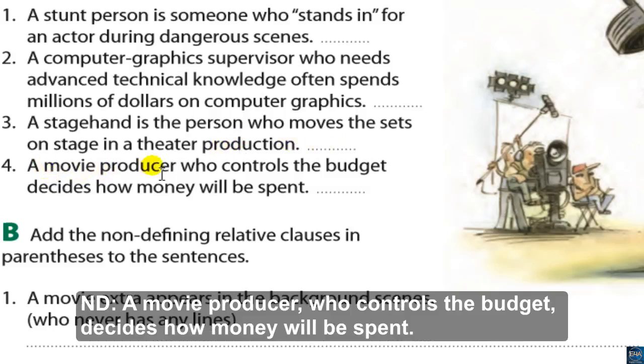4. A movie producer, comma, who controls the budget, comma, decides how money will be spent. So a movie producer, comma, who controls the budget, American budget, British budget, comma, decides how money will be spent. This is, of course, ND, non-defining.